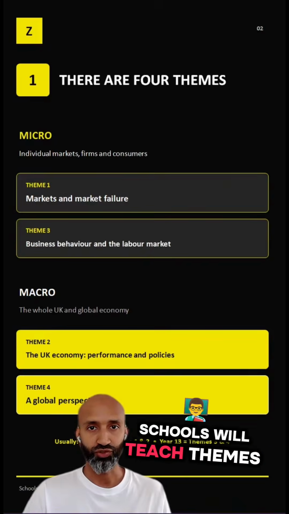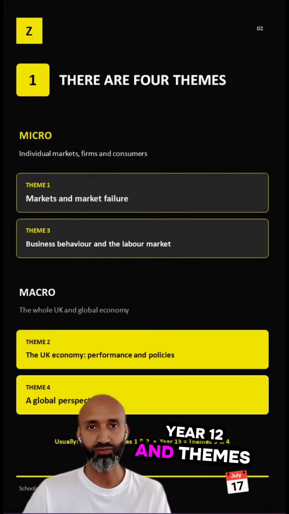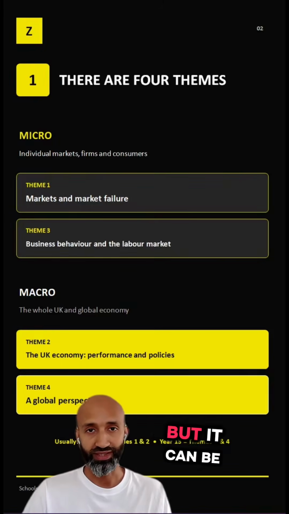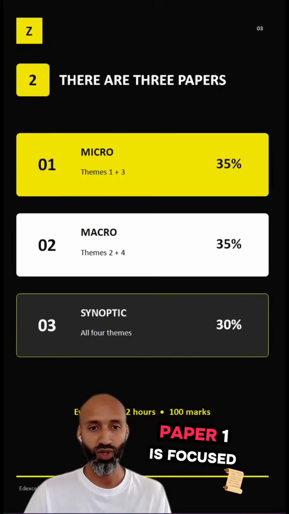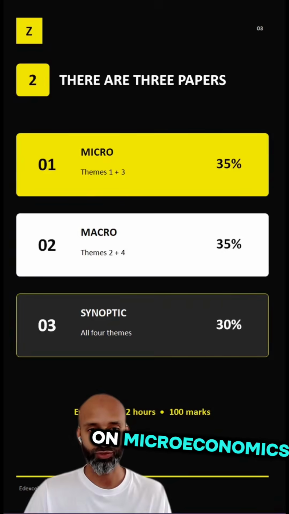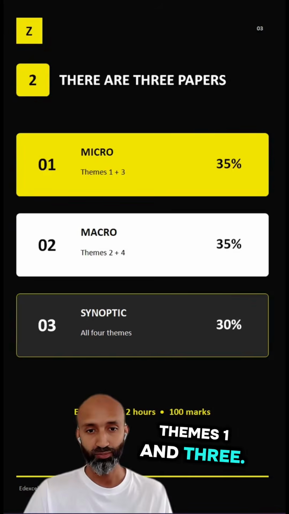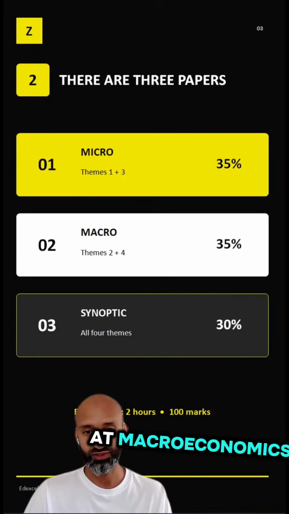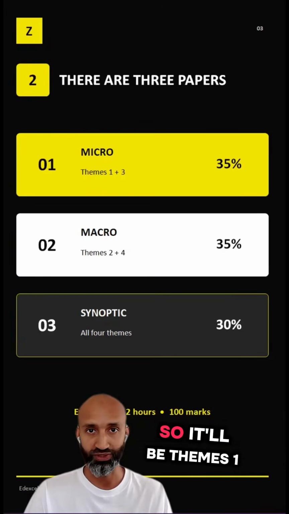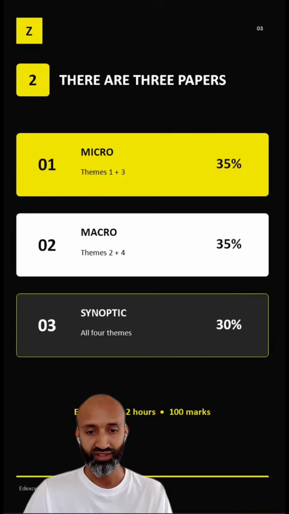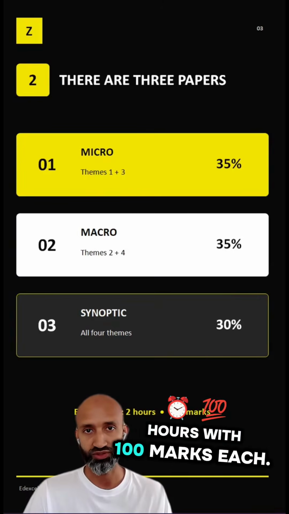Usually, schools will teach themes 1 and 2 in year 12 and themes 3 and 4 in year 13, but it can be different. Okay, number 2, there are three papers. Paper 1 is focused on microeconomics, and you're looking at themes 1 and 3. Paper 2, you're looking at macroeconomics, themes 2 and 4. And paper 3 is going to assess the whole course, so it'll be themes 1 to 4. Each paper is 2 hours with 100 marks each.